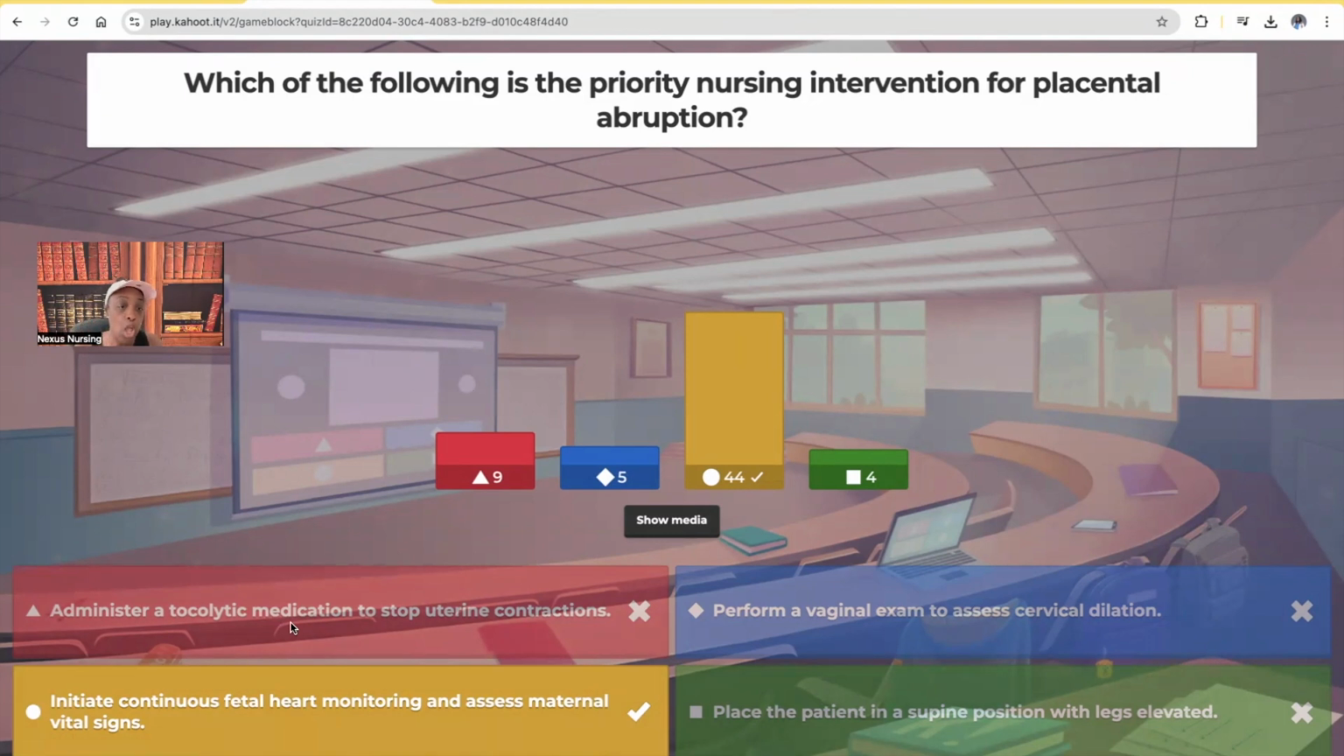I don't know what I was thinking. Tocolytic. So the answer said administer tocolytic to stop the uterine contractions. Here's the thing. When it comes to placental abruption, what's the biggest problem? Bleeding. How do we stop the bleeding? The contractions. The contractions are good.